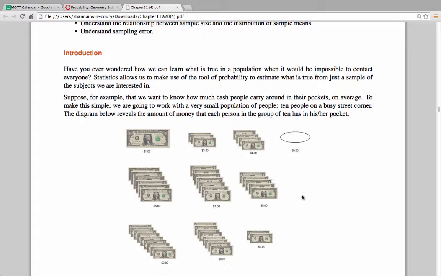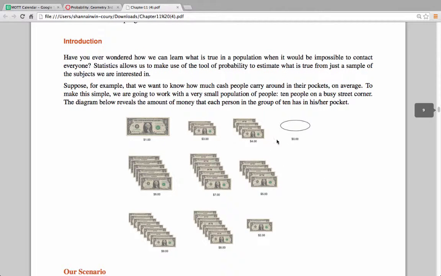It looks more interesting than it is, because if you analyze it, you've got $0, 1, 2, 3, 4, 5, 6, 7, 8, 9. So it's actually just all the numbers from 0 to 9. There are 10 people, and if you average that, you'll find that the average amount of money they have is $4.50. But we're assuming we don't know that, and that we have 10 different people to start with who are going to do samples of size 1.